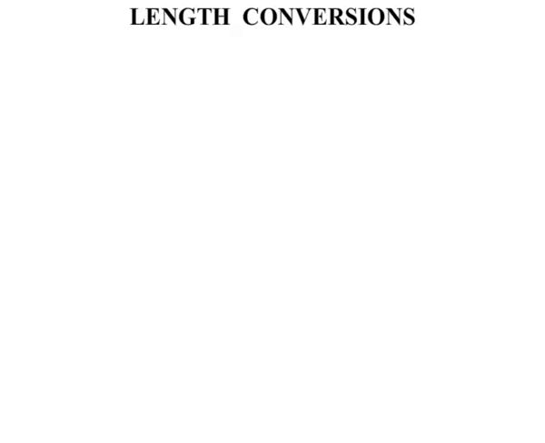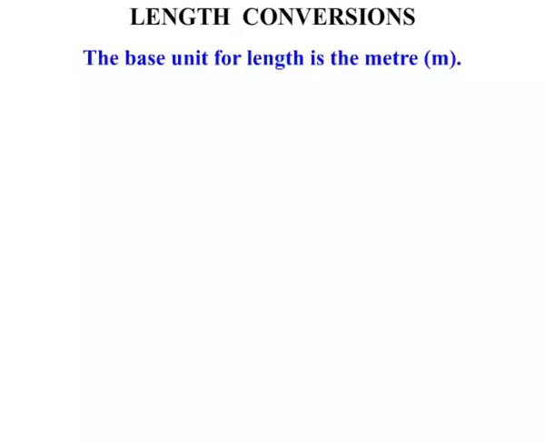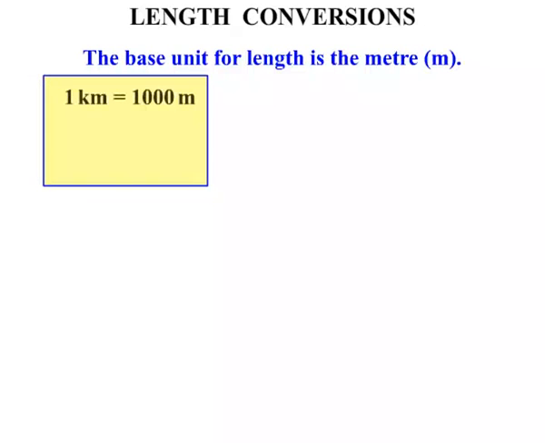In this lesson we do some work on length conversions. Now the base unit for length is the metre. And some of the things we need to know off by heart: 1 kilometre equals 1,000 metres. 1 metre is equal to 100 centimetres, and 1 centimetre is equal to 10 millimetres.